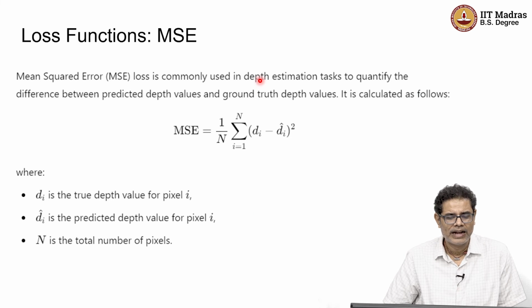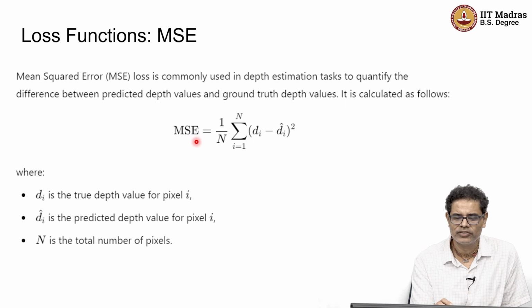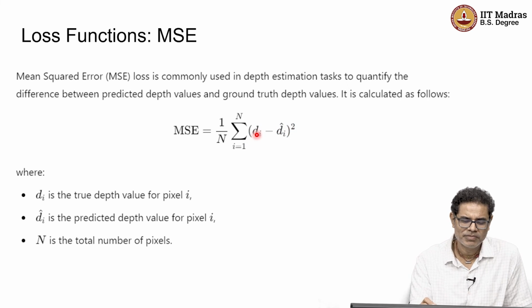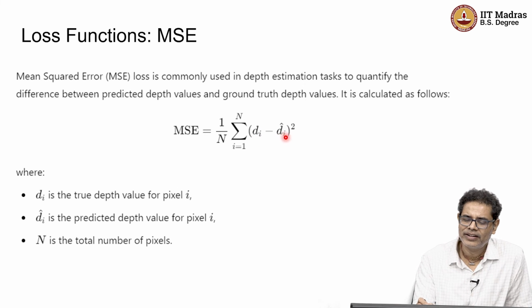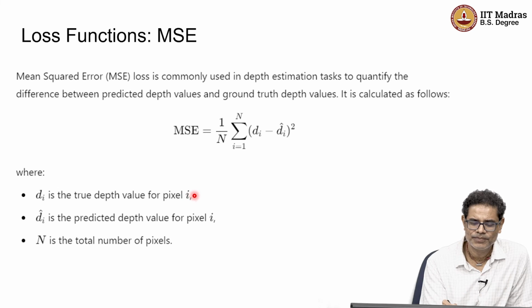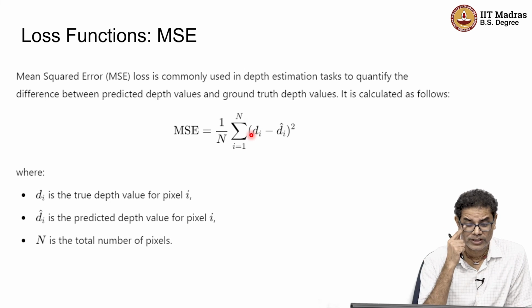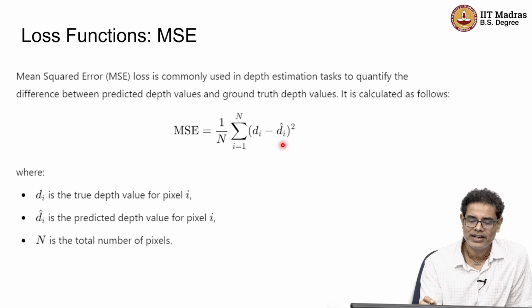Okay. And the loss function that can generally be used is the MSE, mean square error. This is supervised learning, so you will know the exact depth d_i at each pixel, and d_i is the true value for pixel i. True value means you have a ground truth, from whatever the depth sensor gives for that particular pixel. That is d_i, and then d_i prime or d_i hat is the predicted depth value.